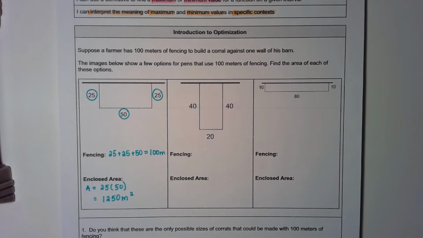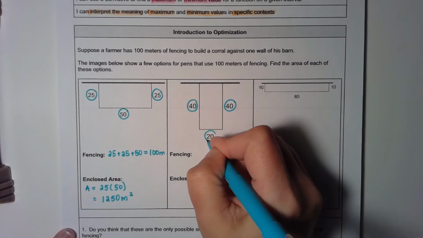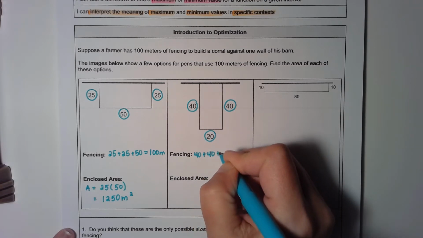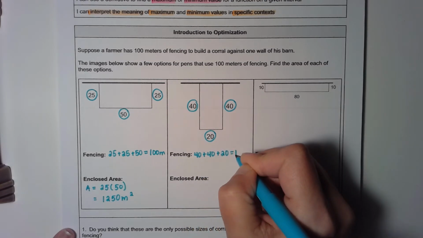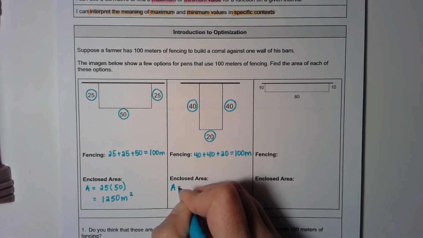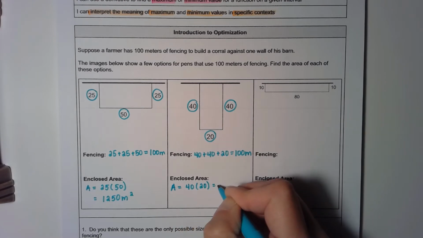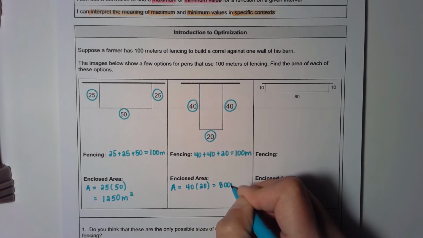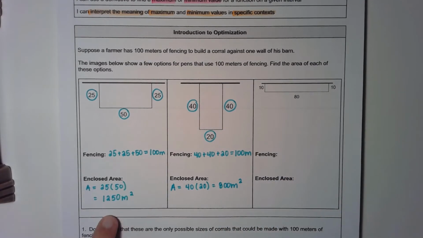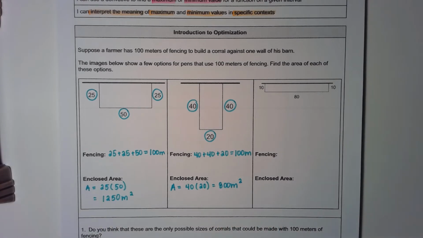For option number two, we're going to use 40 plus 40 plus 20 meters of fencing. So if we add those up, 40 plus 40 plus 20 would be 100, we're still using 100 meters of fencing. The enclosed area here would be base times height, which is 40 times 20. So that would be 800. So even though we used the same amount of fencing as we did in the first option, we enclosed a smaller area because of the dimensions that we chose.